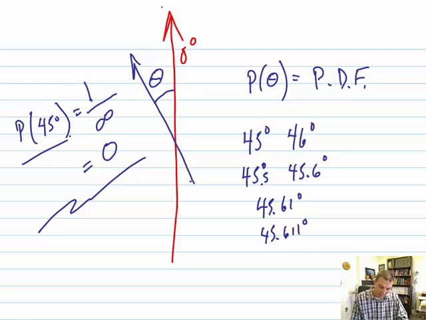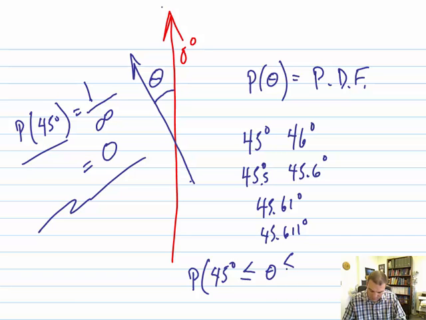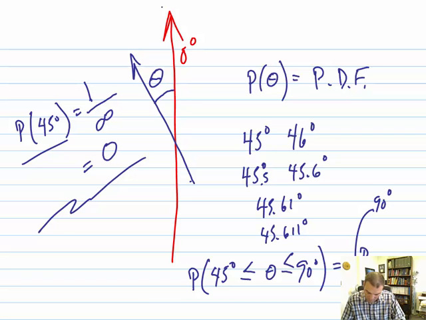So rather than looking at a specific value, 45 degrees, we typically look at a range of values. So we might look at what's the probability of this falling between 45 degrees and 90 degrees. So we could look at the probability of this arrow falling within this range of degrees, and to determine that we would simply integrate from 45 degrees to 90 degrees the probability density function as a function of theta.